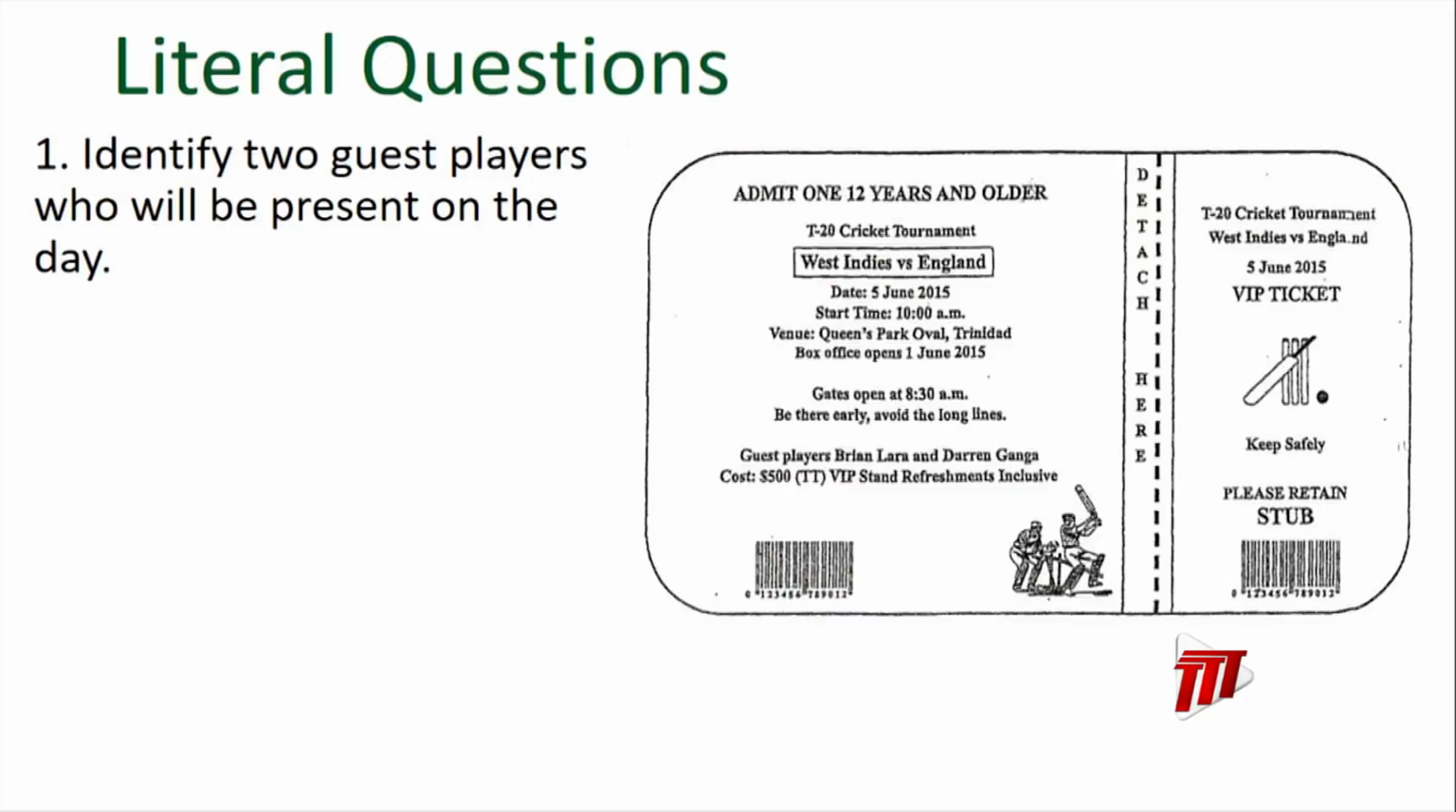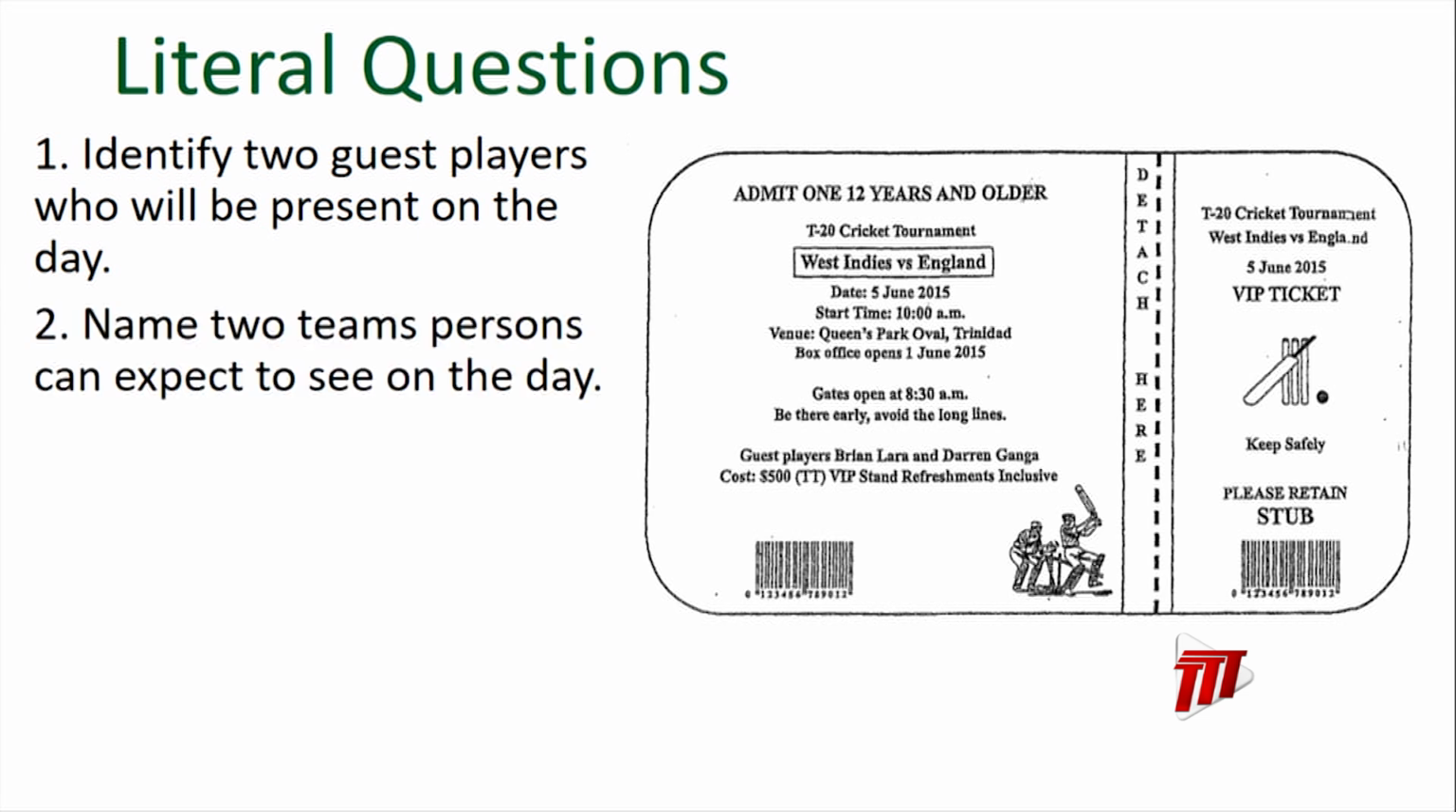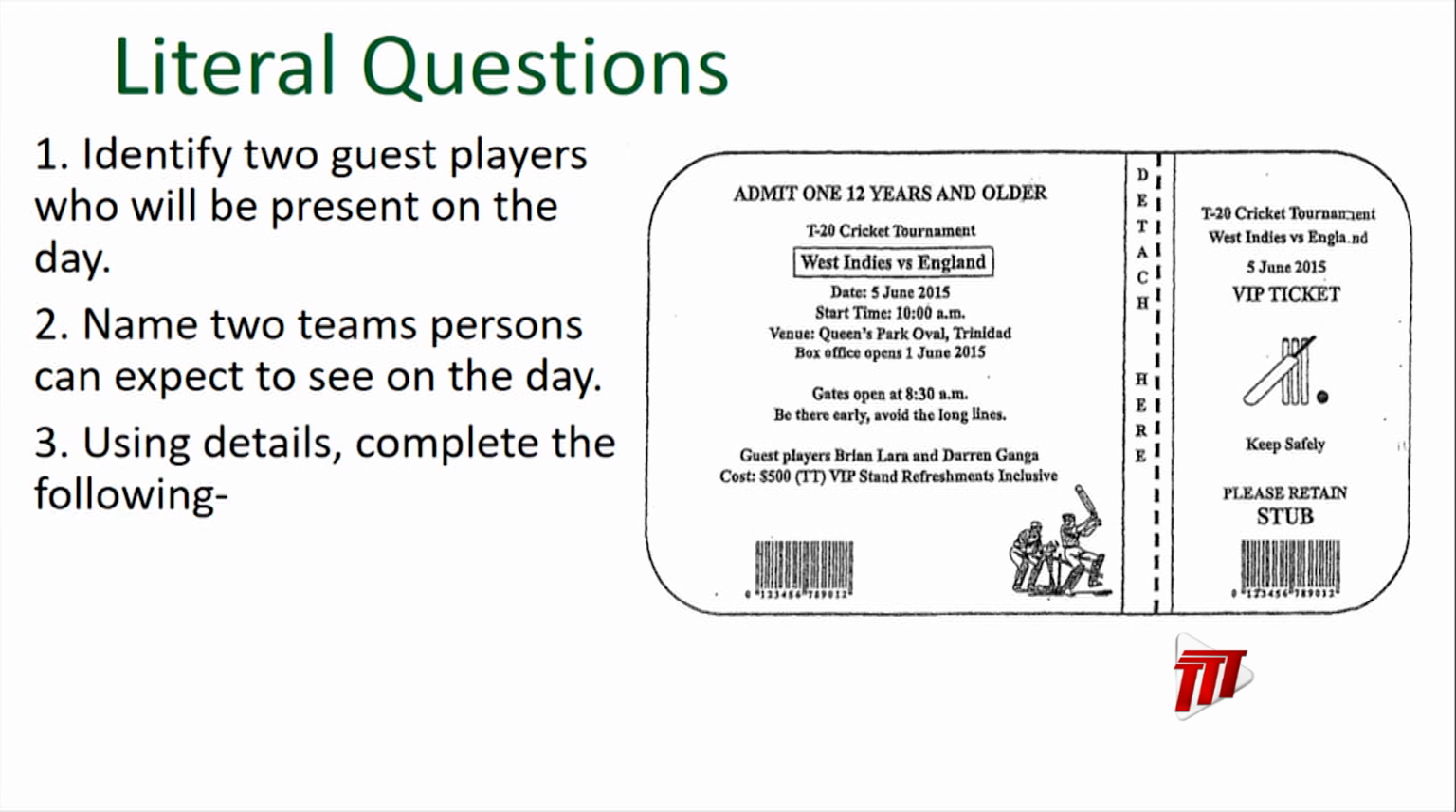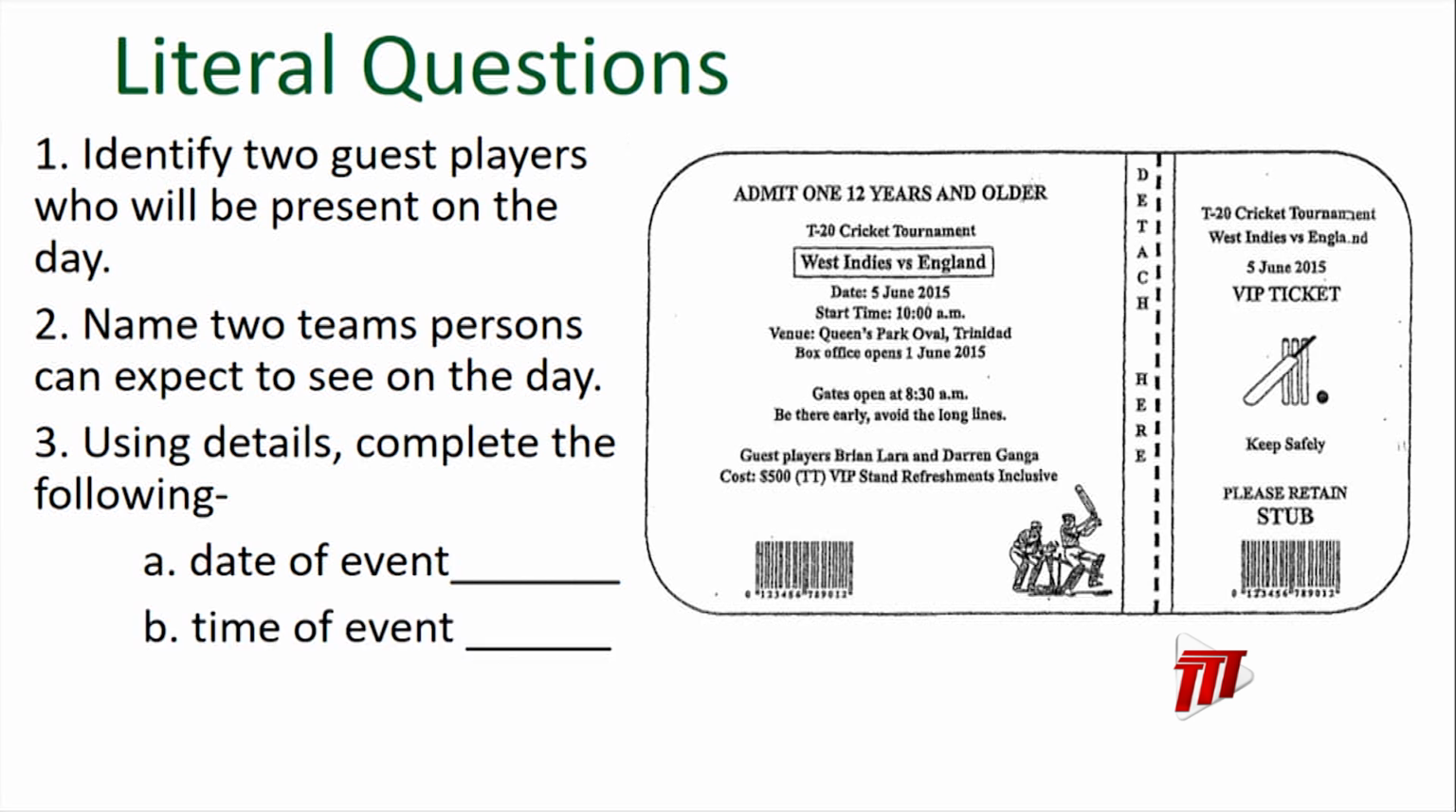Identify 2 guest players who will be present on the day. Name 2 teams persons can expect to see on the day. Using details, complete the following: the date of the event and the time of the event. So these 3 questions are examples of questions based on our literal objective, objective 31 of our assessment framework.